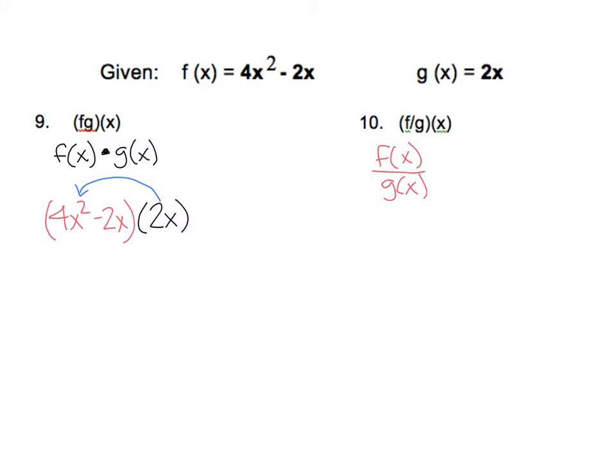2x times 4x squared. All right, deal with the numbers first. 2 times 4 is 8. X times x squared, that would be a total of 3 x's, so that's x to the third power. All right, now let's distribute the 2x one more time. 2 times negative 2 is negative 4. And then x times x gives us 2 x's, so that's x squared. Notice you cannot combine these two values together because one has x cubed and one has x squared. So this would be our final answer for f of x times g of x. Number 10.